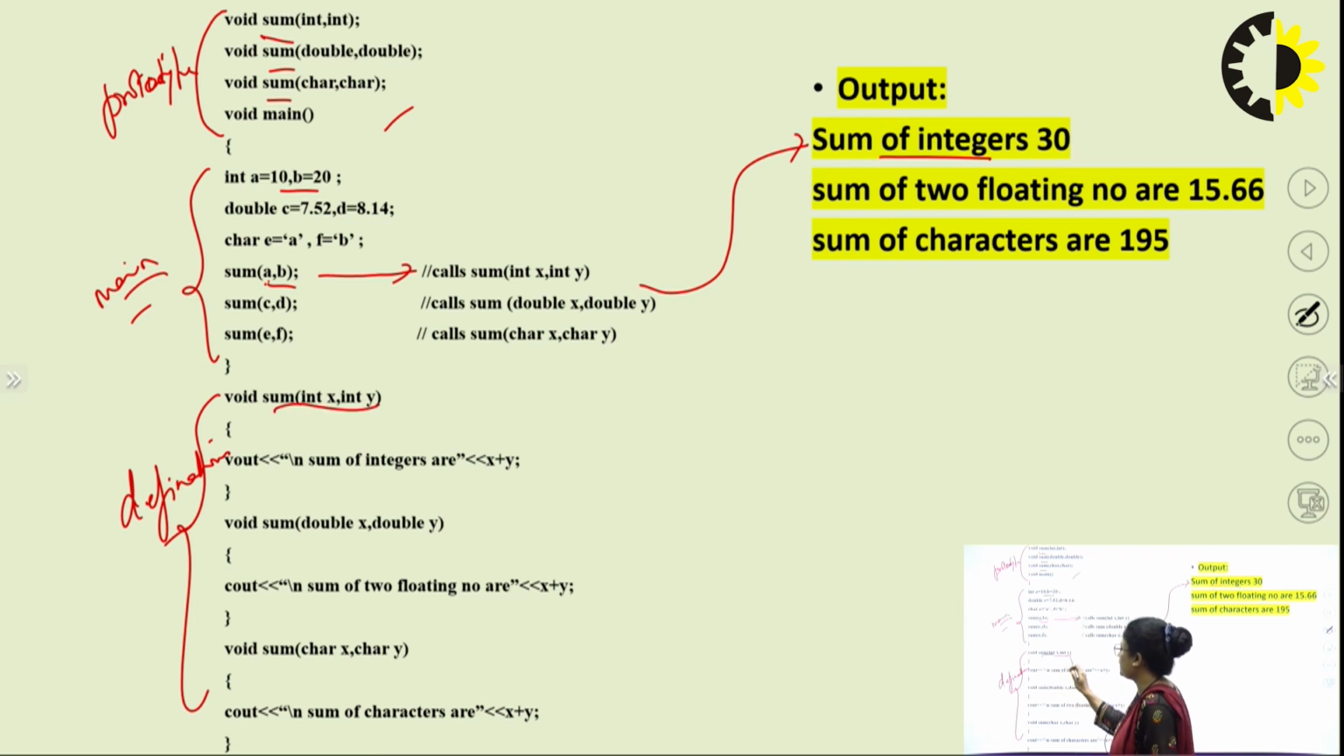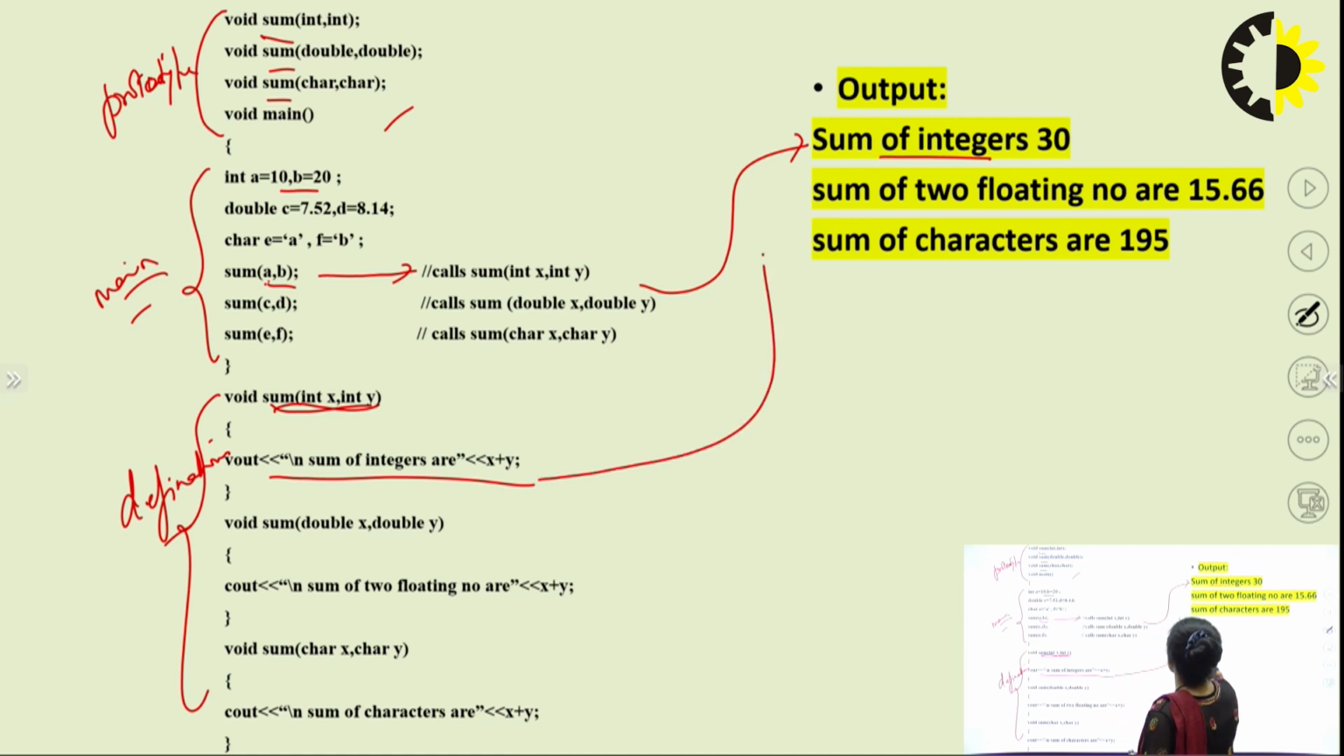So the sum with integral arguments will be called, and this will be the message that will be displayed: sum of integer. It is x plus y. Here x and y are 10 and 20. So 10 plus 20 is 30. So this will be printed.